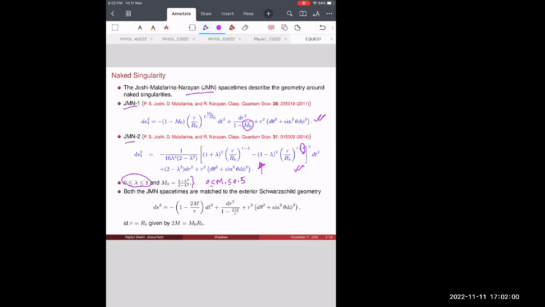Both of these space-times are matched to the exterior Schwarzschild geometry at some matching radius RB, where the ADM mass of these objects is given by this. So here we can think of there being two parameters in the JMN space-time: one is the mass capital M and another is M naught.